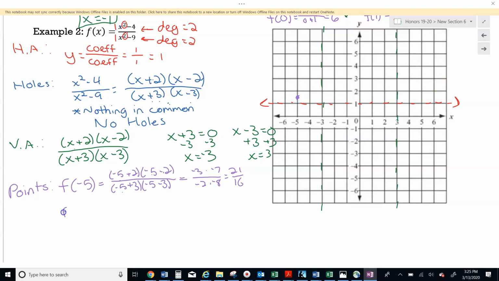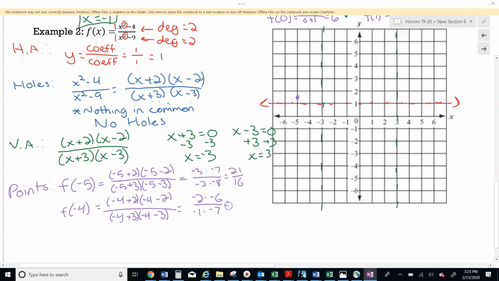And then we do negative 4. So negative 4 plus 2, negative 4 minus 2, plugging it in here, I have negative 4 plus 3, negative 4 minus 3. So that's negative 2 times negative 6 over negative 1 times negative 7, and that is 12/7. And that's also between 1 and 2, but closer even to 2.